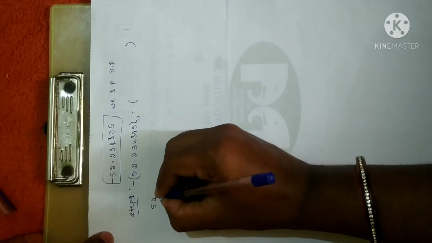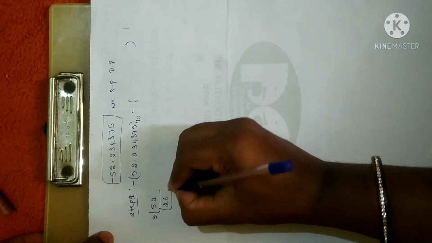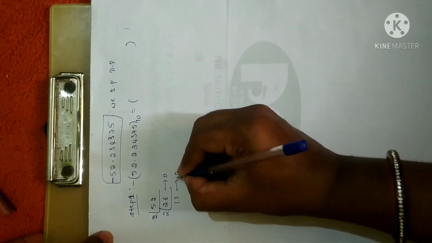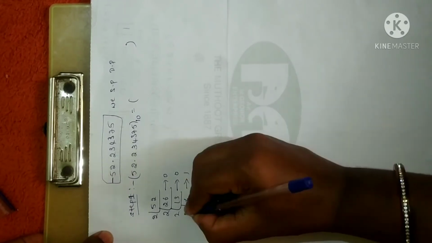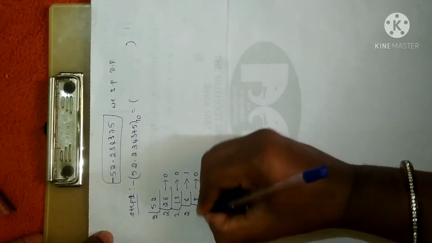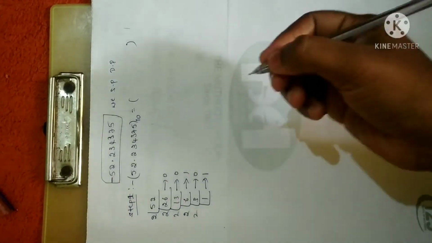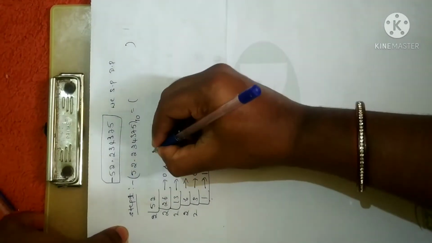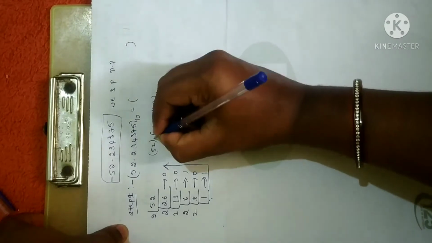First, let me convert the integer part to binary. When you divide 52 by 2, you get 26 and remainder 0; 2 13s are 26, remainder 0; 2 6s are 12, remainder 1; 2 3s are 6, remainder 0; 2 1s are 2, remainder 1. Clear? Now I have to write in this order, so 52 will become 110100 in terms of binary.